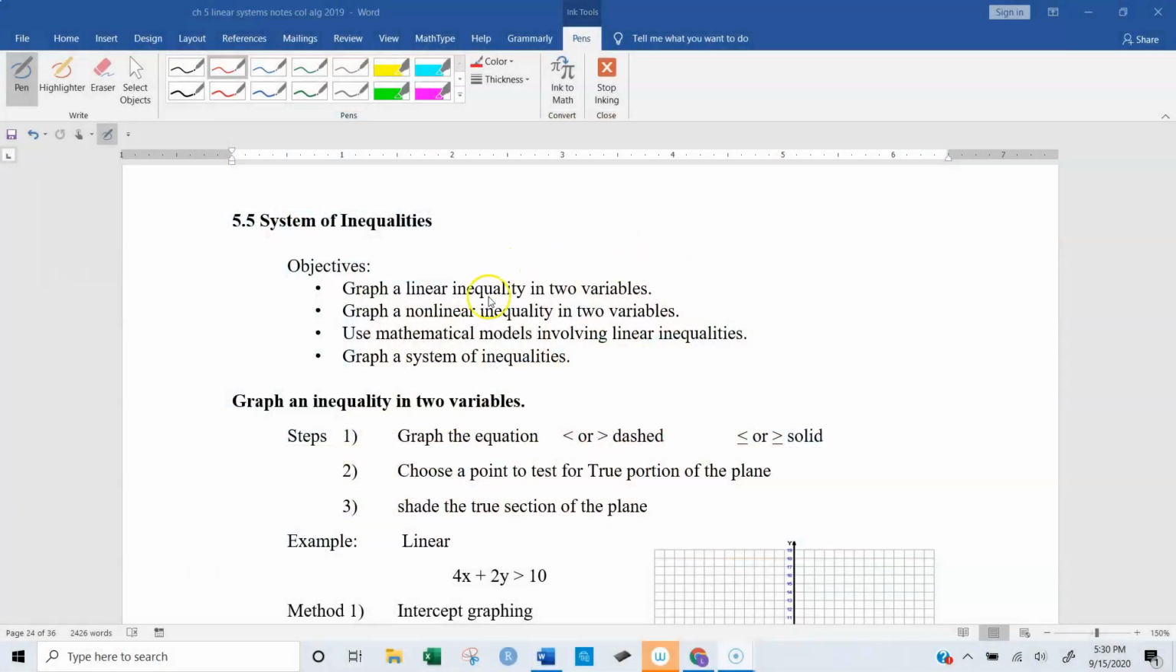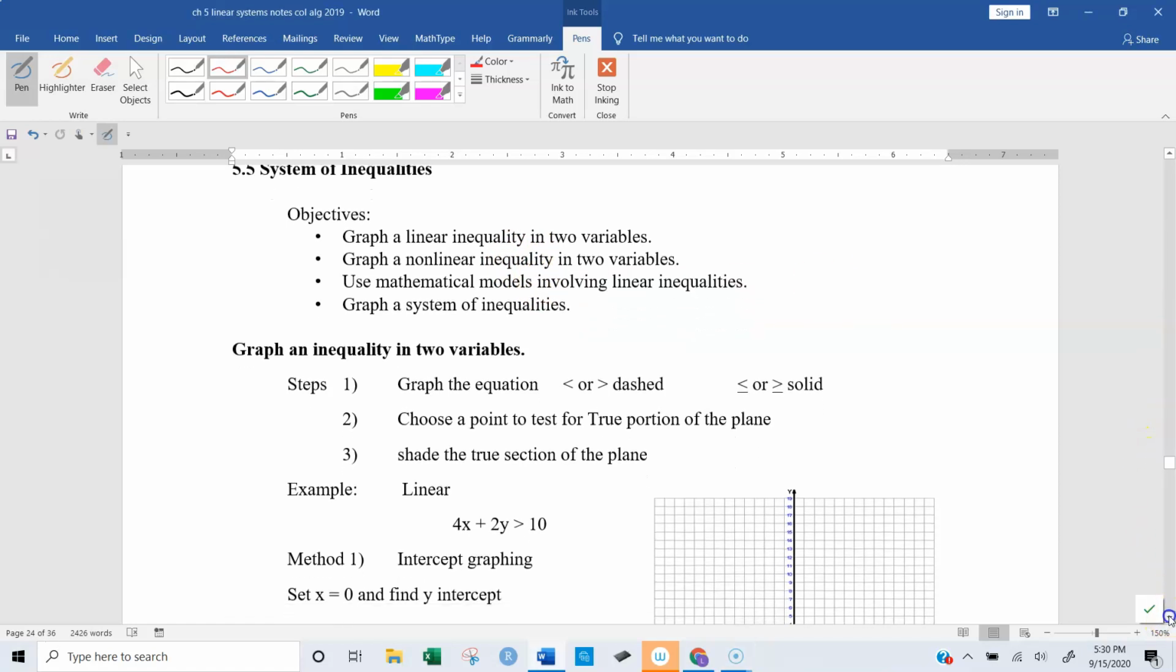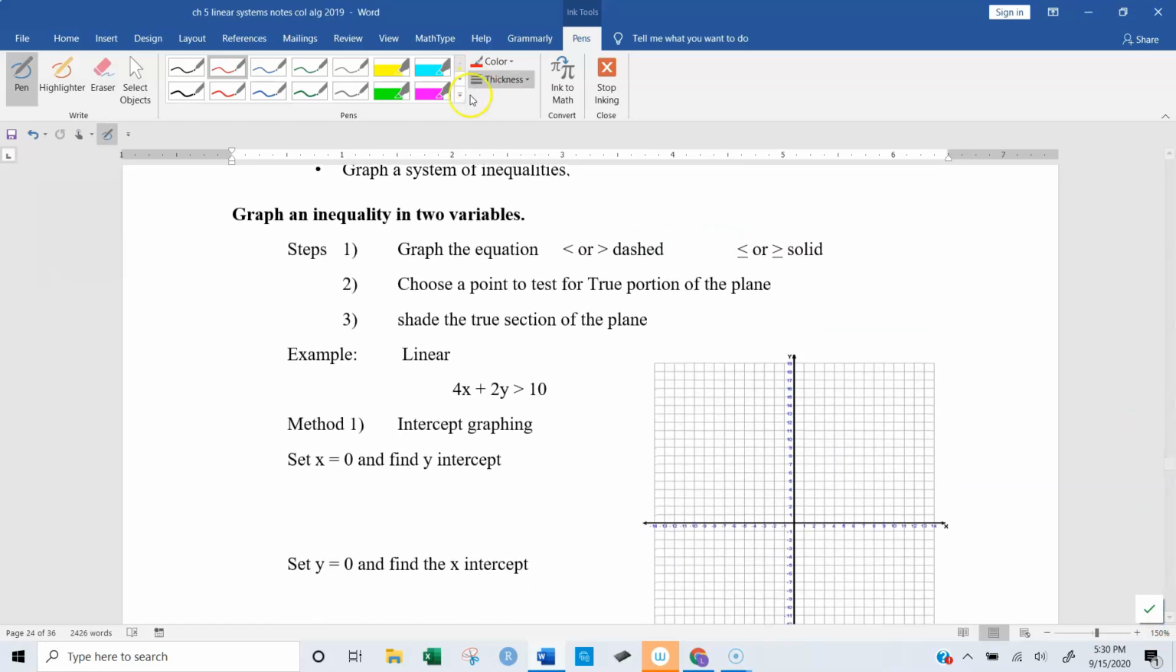Okay, we're going to graph linear inequalities in two variables. We're going to graph nonlinear. We are going to solve using models or story problems and graph all the inequalities. So here we go. Let's just start with some reminders.